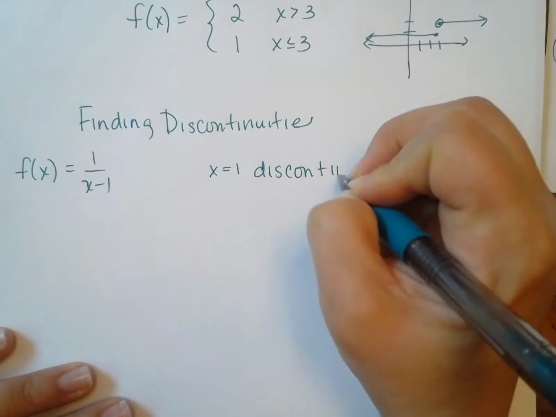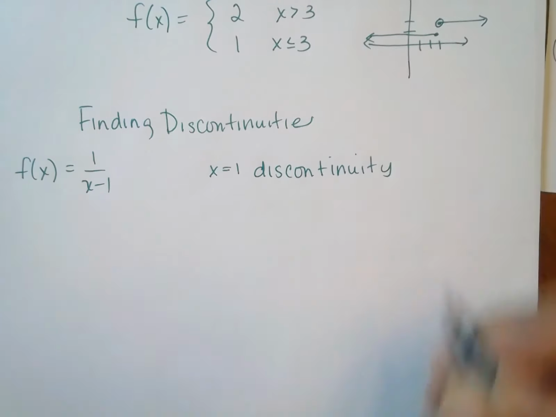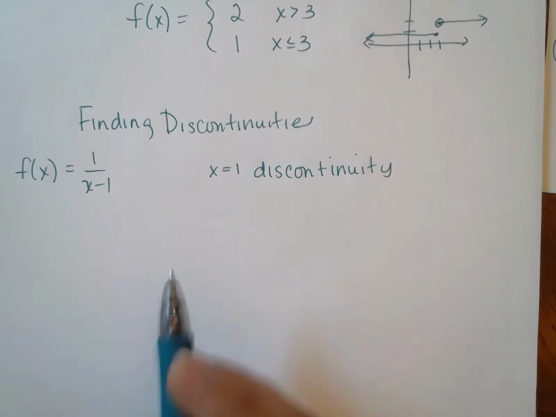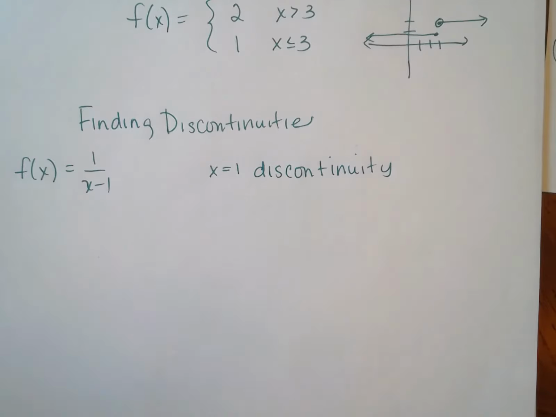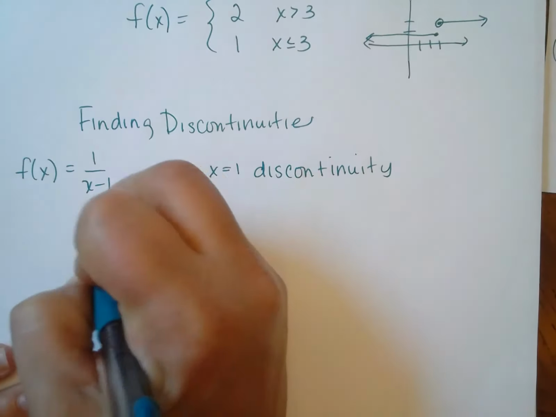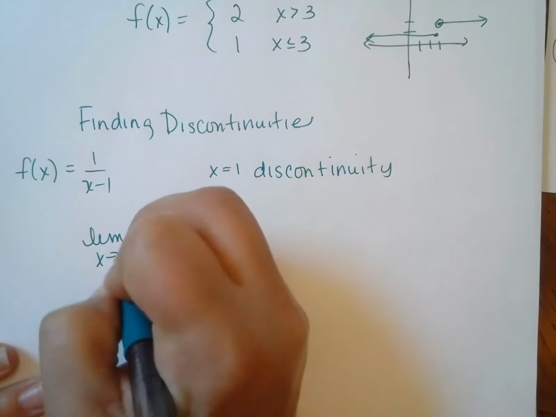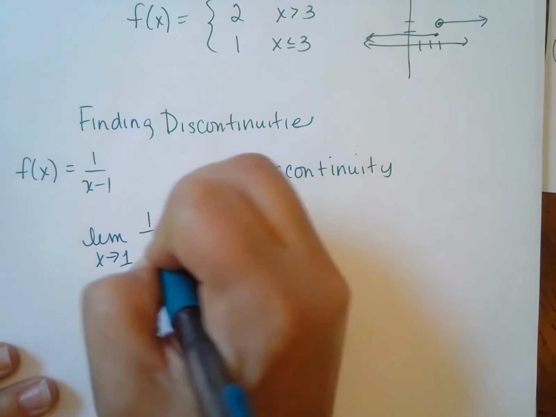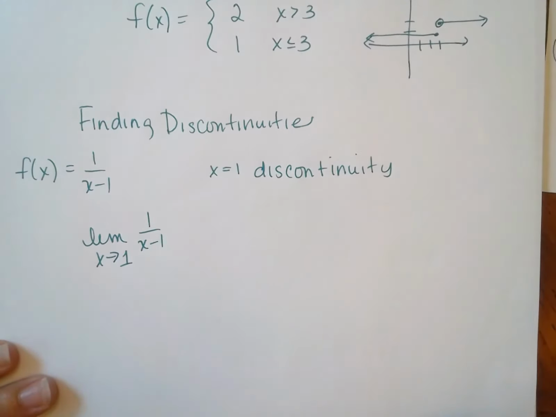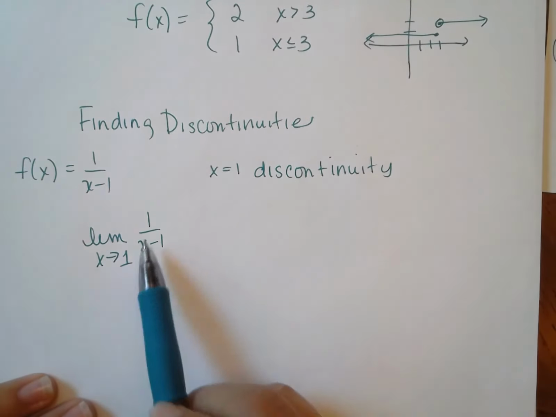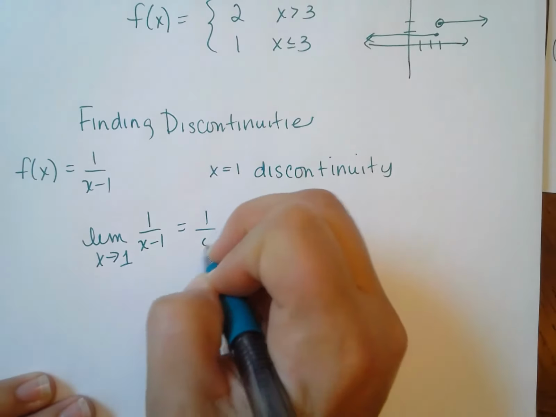So how do we know what type of discontinuity it is? Well, the first thing we're going to do is look at the limit as x approaches 1. Once we find the discontinuity, then we look at what happens at the limit. So we're going to look at the limit as x approaches 1 of 1 over x minus 1. Now I'm going to use that technique where I plug in the value that I'm approaching and see what happens. Well, when I plug in the 1, I get 1 over 0.